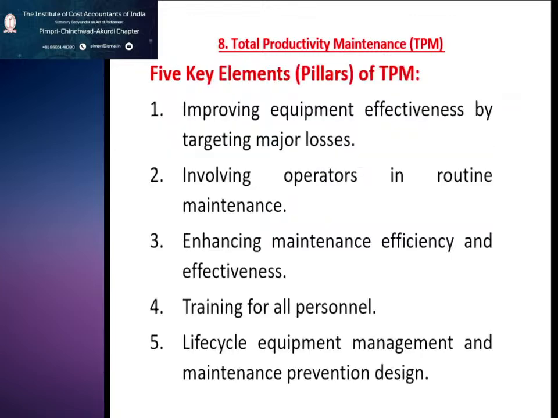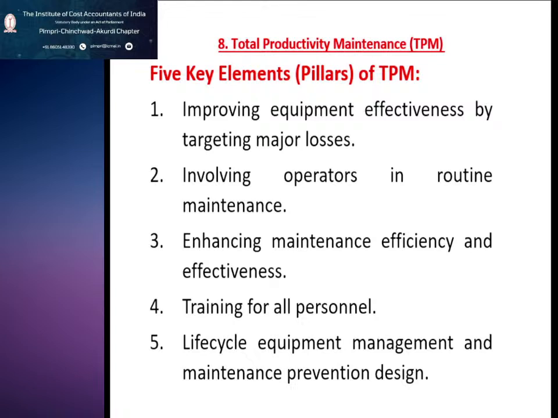The 5 key elements or pillars of TPM are: improving equipment effectiveness by targeting major losses, because the whole manufacturing setup is always dependent on appropriate well maintained machinery. If that is not there, then the manufacturing processes are likely to collapse, and thereby collapse the entire business organization also at times, if the manufacturing processes are not of world class quality and nature. So TPM thereby improves equipment effectiveness by targeting major losses. It involves operators in routine maintenance. TPM typically ensures that there is a periodic maintenance also of the machines. It enhances maintenance efficiency and effectiveness both, so qualitatively and quantitatively the machines are being maintained.